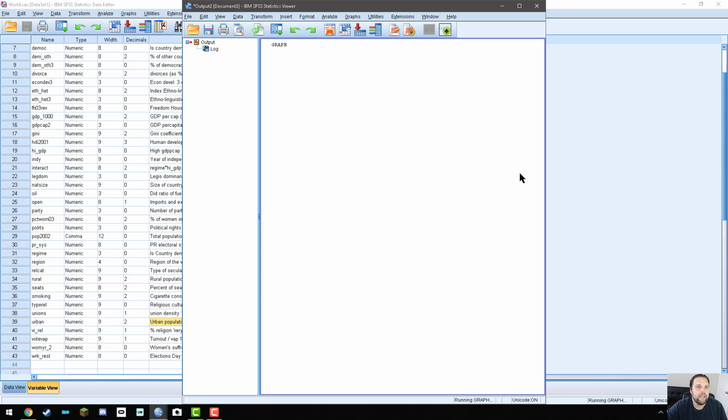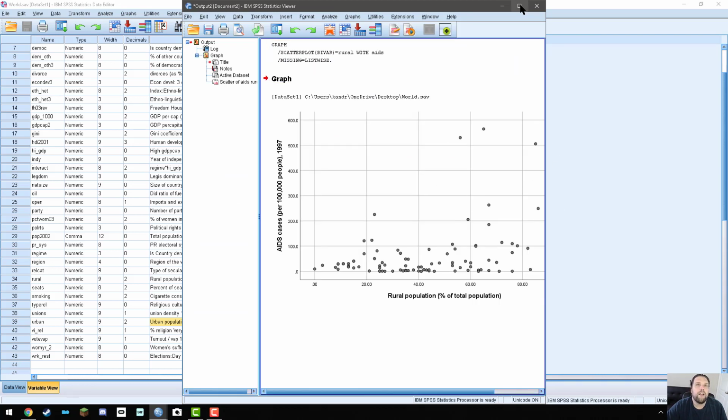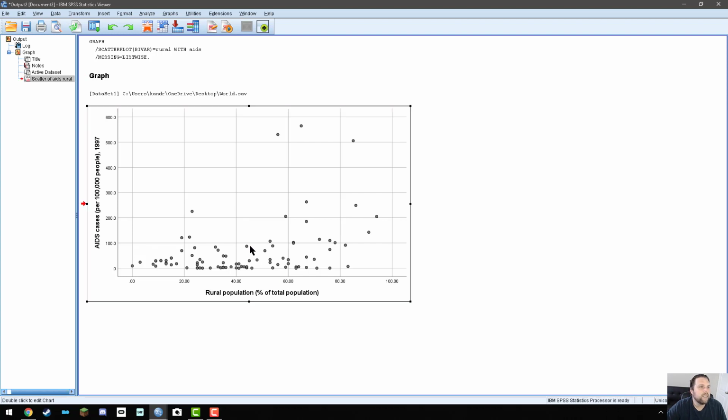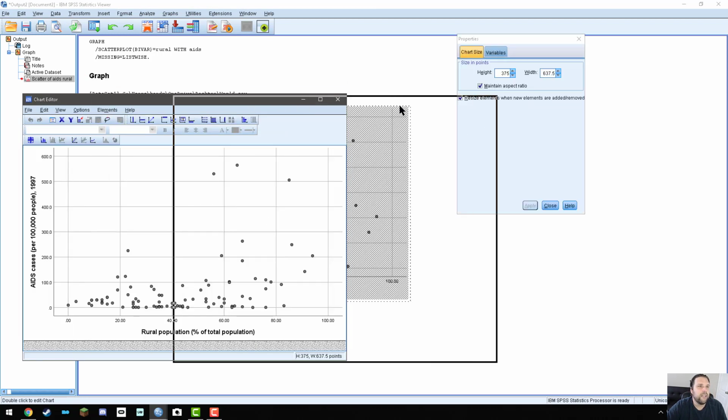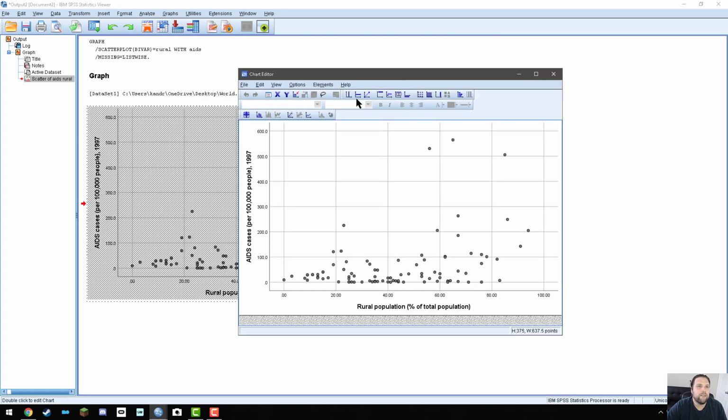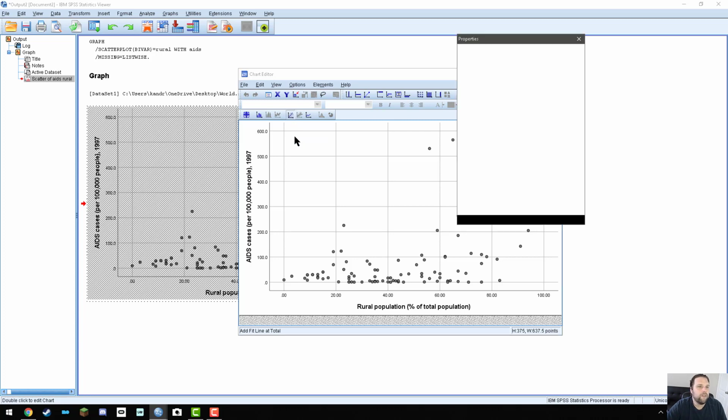We hit OK, and it will plot out that data. Now, just looking at this, my guess would be that it is indeed a random association, but we're going to verify that by adding the line of best fit. You double click the image, and it brings up this chart editor. You don't need the properties here, they're fine as they are. You go down here to where this target is, and you move over to the fifth space, the third one you can click on. It says Add Fit Line at Total.